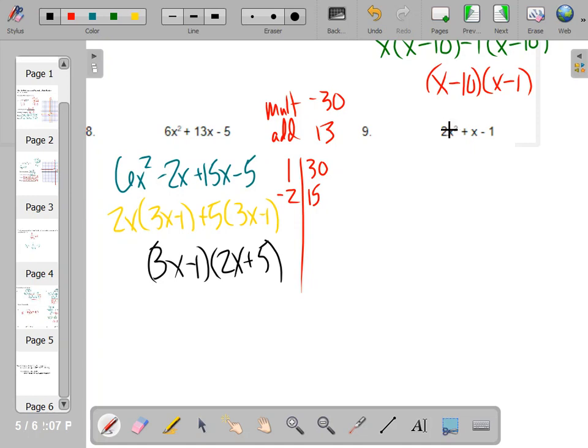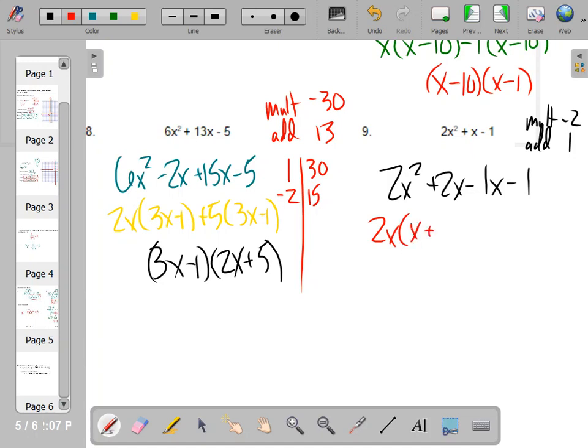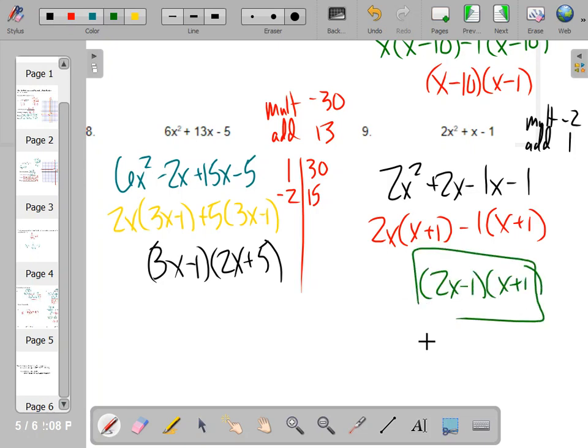One more. 2 times negative 1 is negative 2, so I need numbers that multiply to negative 2 and add to 1. How about 2x and negative 1x? So I split the middle, now I factor by grouping: x plus 1 minus 1, x plus 1. And here I get 2x minus 1, x plus 1, and that's factored.